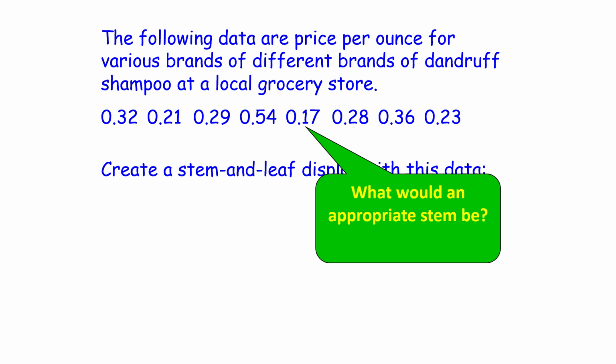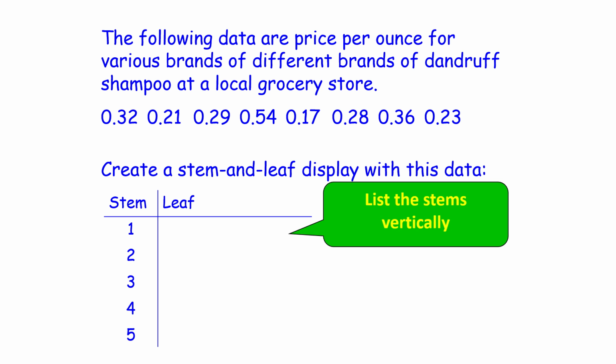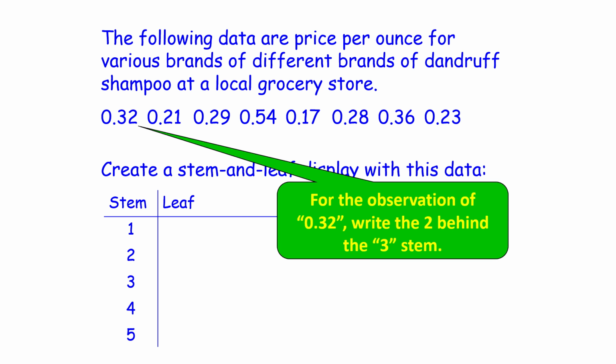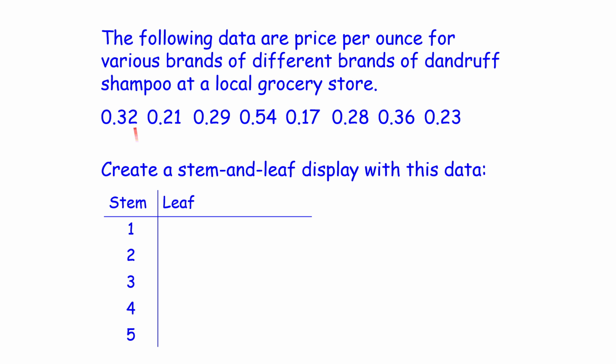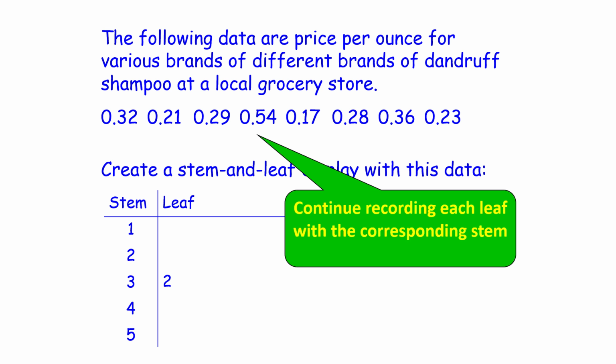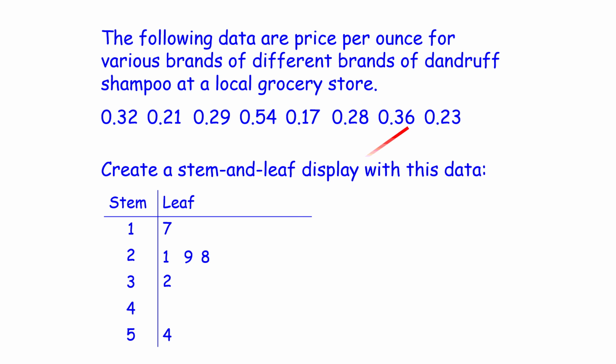You should use 1, 2, 3, 4, 5 and list the stems vertically. Now for the observation of 32 cents, we'd write the 2 behind the 3 stem. So our 1, 2, 3, 4, 5 are actually representing 10 cents, 20 cents, 30 cents, 40 cents, 50 cents. So notice that there we'll place our 2. Then you continue recording each leaf with the corresponding stem. So we'd have 21, 29, 54, 17. We put our numbers in.